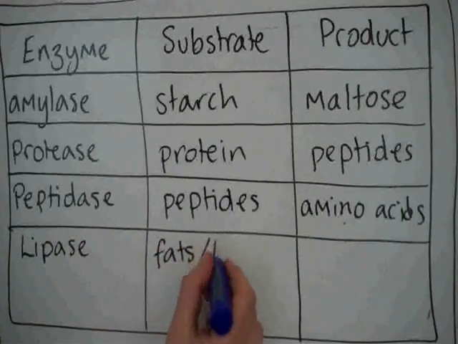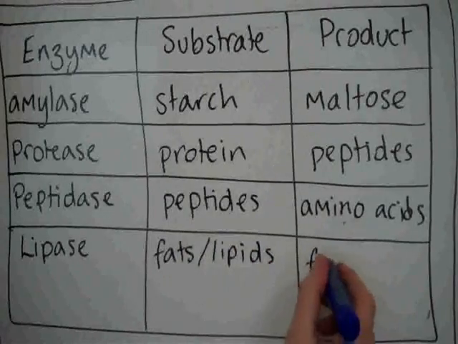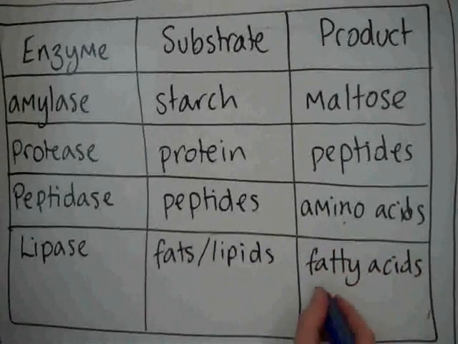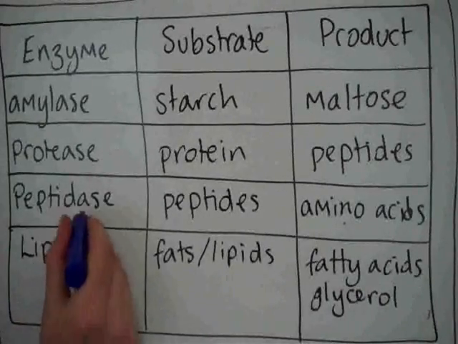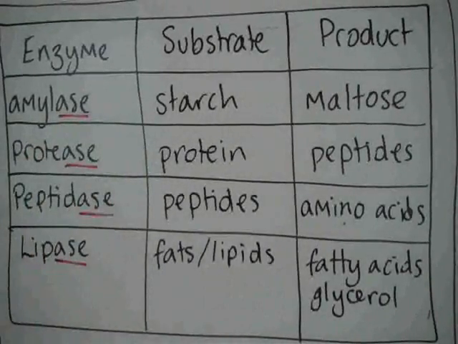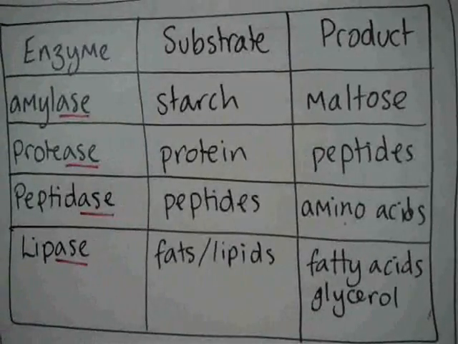And then finally there's lipase, attacks fats, or lipids as we sometimes call them, makes two things, fatty acids and glycerol. And I, again, really want you to learn every single thing you can see on this table. Oh, look at that. All enzymes end in ASE. That's how we know that they're an enzyme. That's quite handy to know.